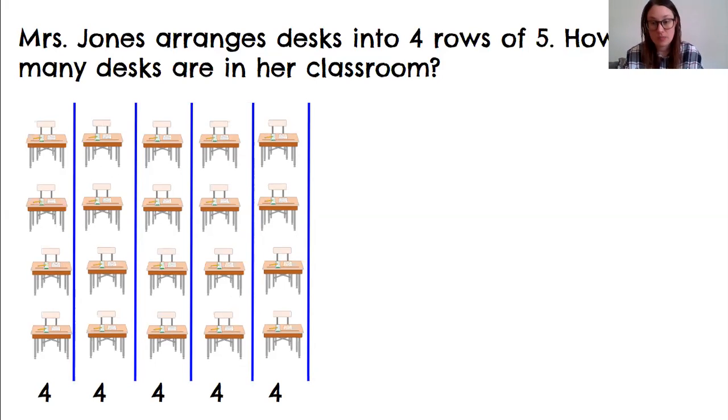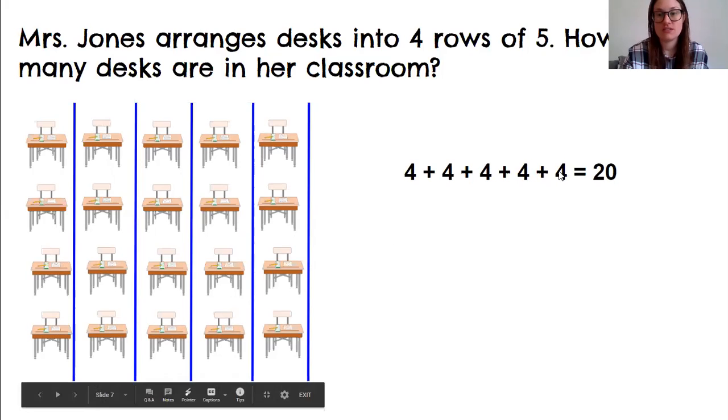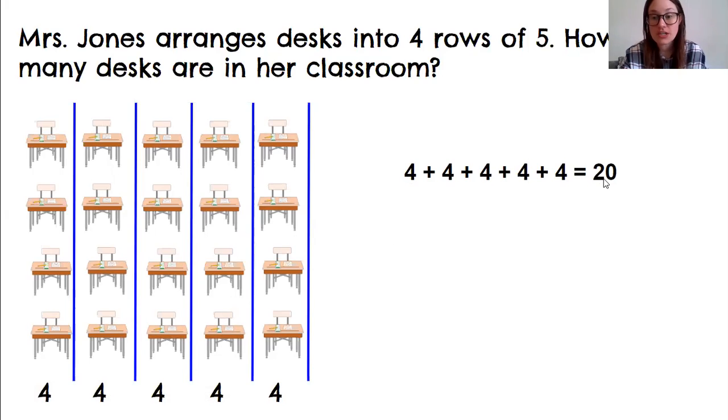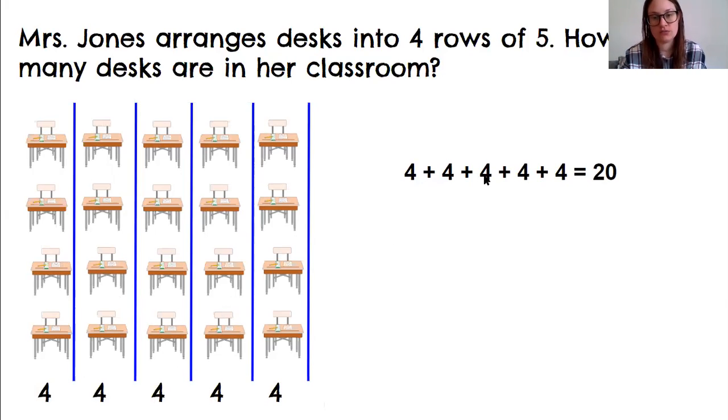So we can make a repeated addition equation. There are 5 columns and 4 desks in each column. That should get us 20. Remember, our answer shouldn't change whether we're looking at rows or columns. So let's go ahead and skip count. We have 4, 8, 12, 16, 20.